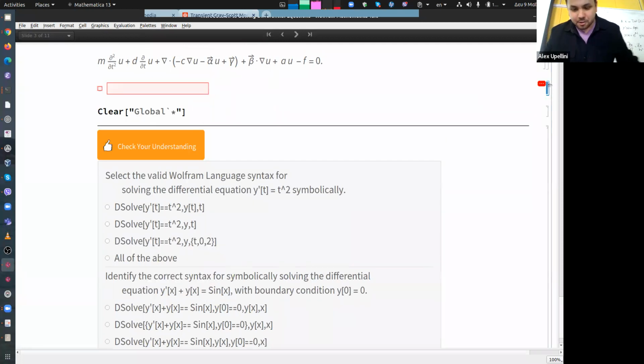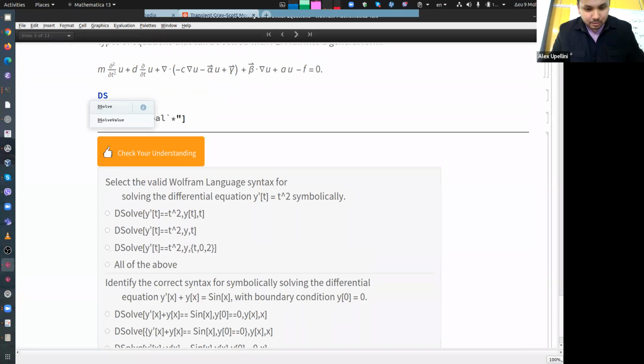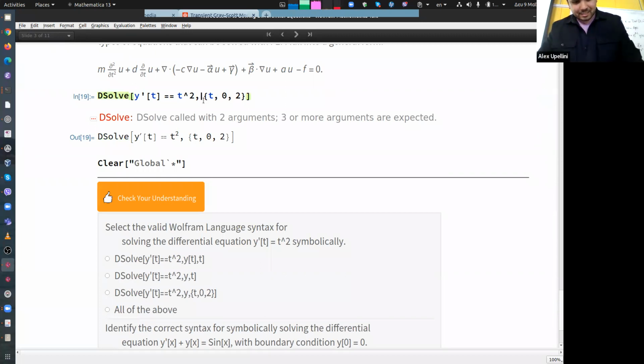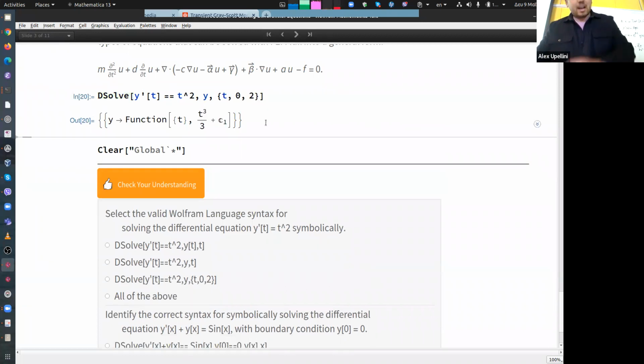It's not copying it correctly. DSolve of y prime of t equals t squared for t from 0 to 2. No, it's not. Yeah, thank you. You're right. Okay. No, wait, I don't understand it. What is this?